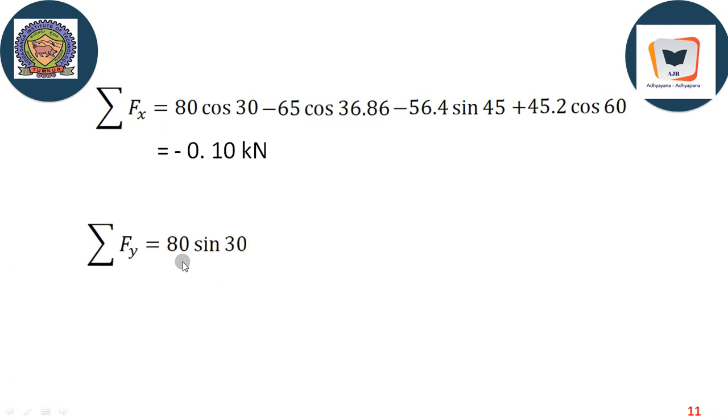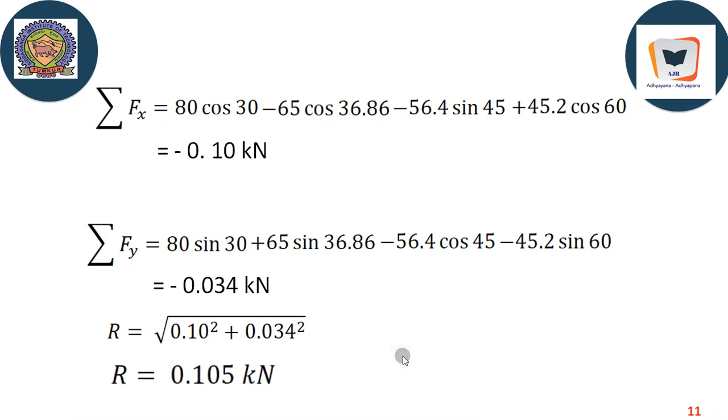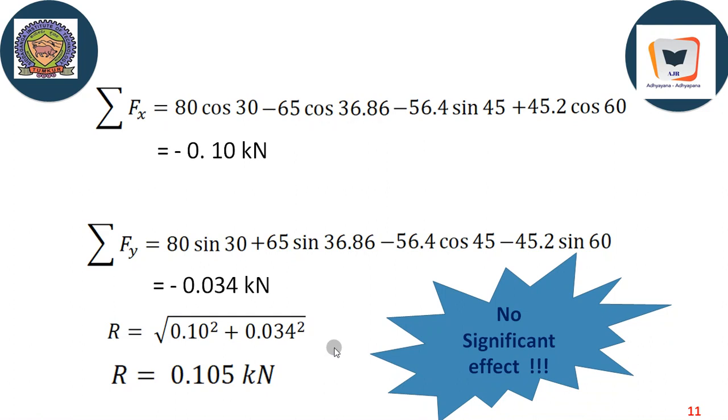And Fy on the same token: 80 sine 30 positive going up, plus 65 sine 36.86 positive going up, minus 56.4 cos 45 negative coming down. We will get the algebraic sum of all the vertical forces in the system happen to be very meek. If you find the resultant, it is also very low, but anyway there is a resultant. There may be a small disturbance which can be negligible, of course. Therefore there is no significant effect of the resultant as far as that particular system is concerned.